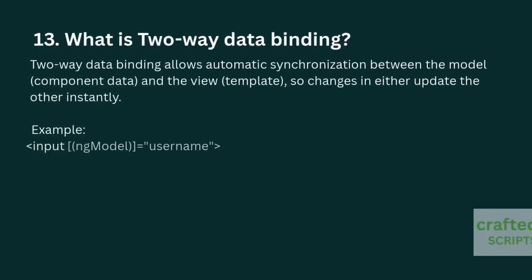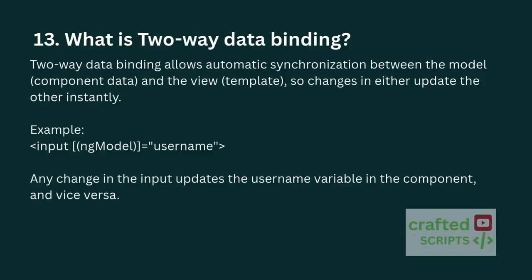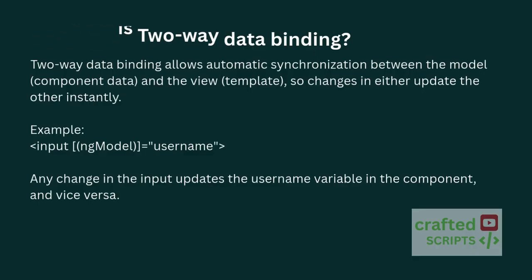Question number 13. What is two-way data binding? Two-way data binding allows automatic synchronization between the model, the component data, and the view, the template, so changes in either update the other instantly. Example: this uses two-way data binding with ngModel. Any change in the input updates the username variable in the component, and vice versa.